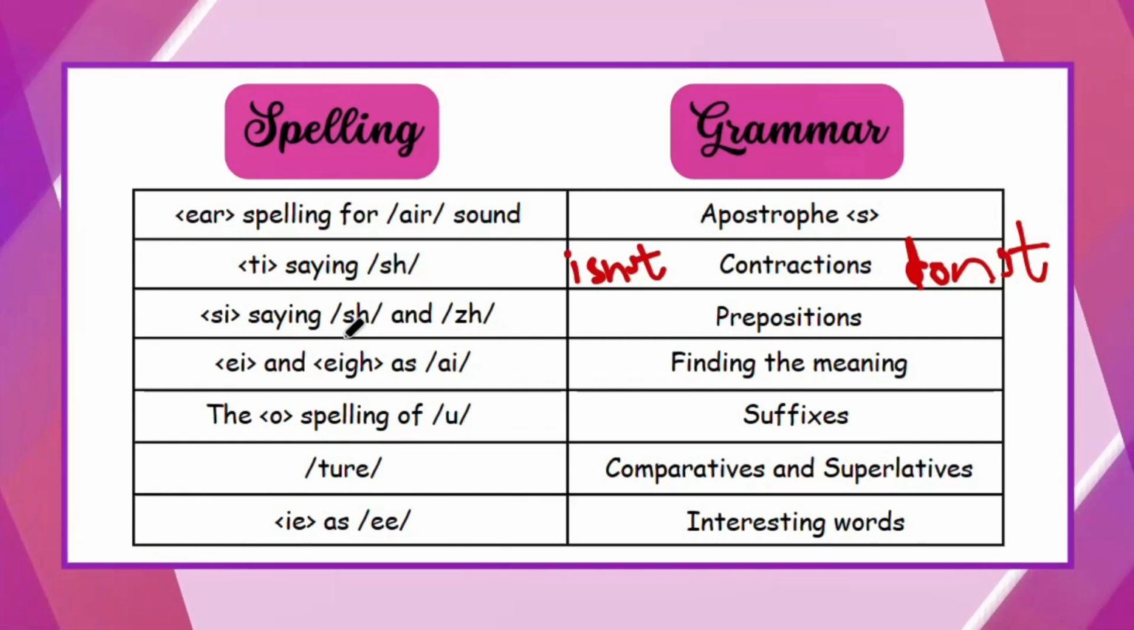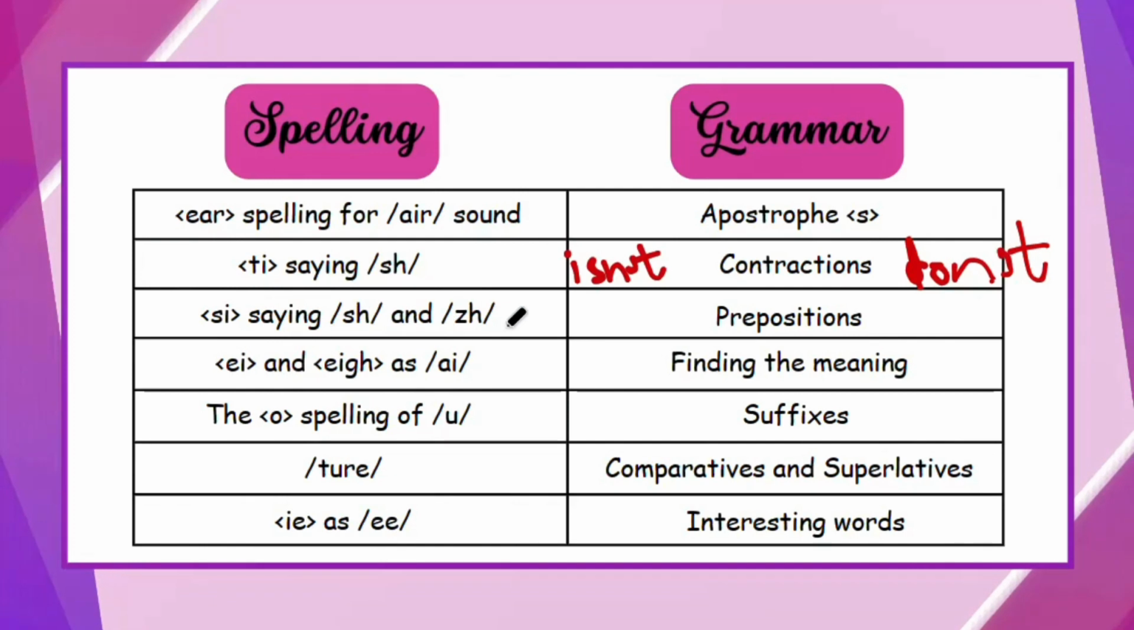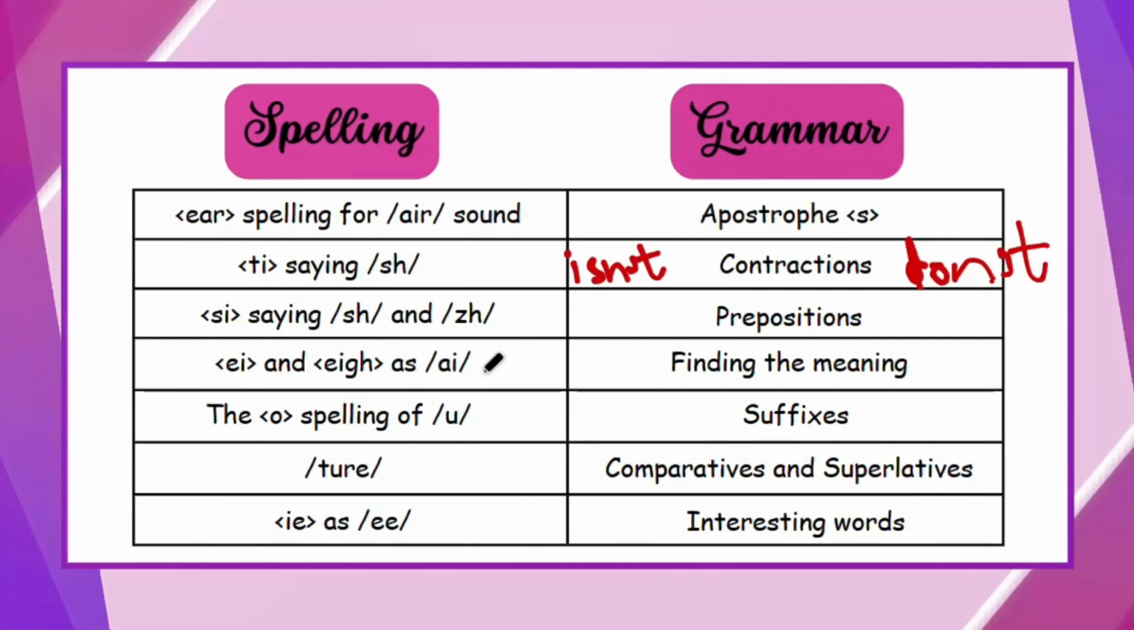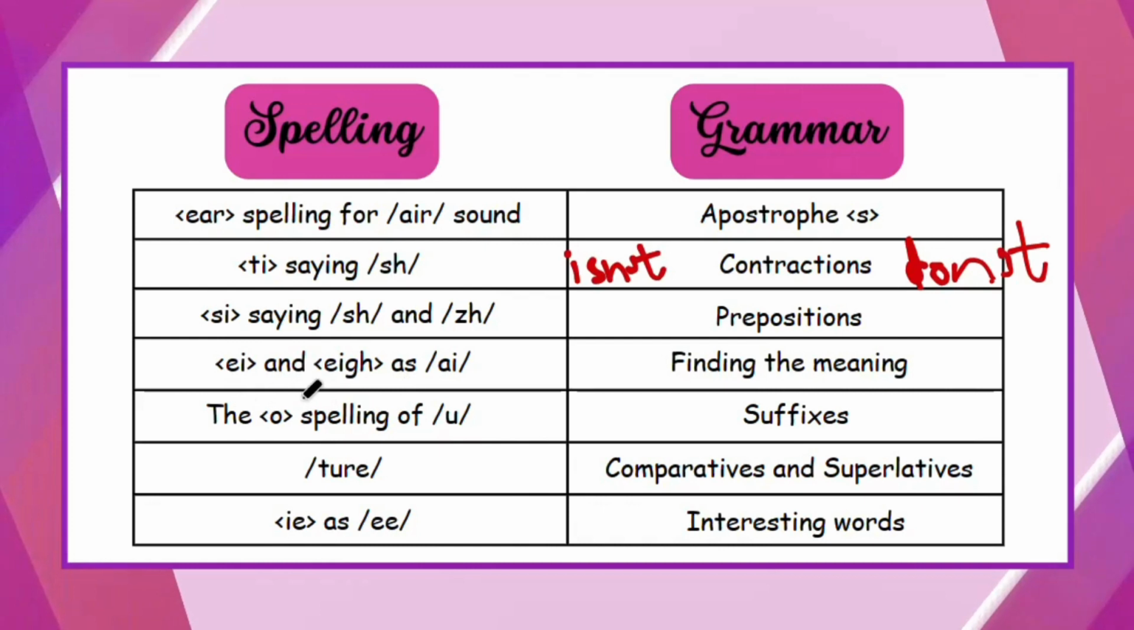SI saying sh or j sound. This is again a spelling pattern. If you want to learn, the link is there in the description box. Prepositions will be taught, EI and EIGH as the long A sound as in aid or neighbor, then finding the meaning. Then they have the O spelling of short U.